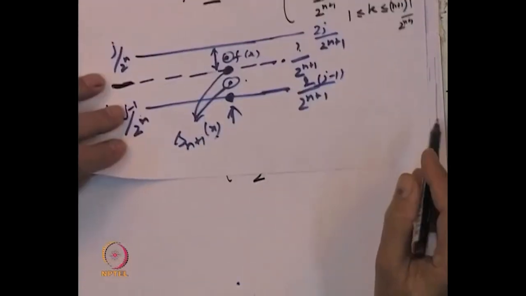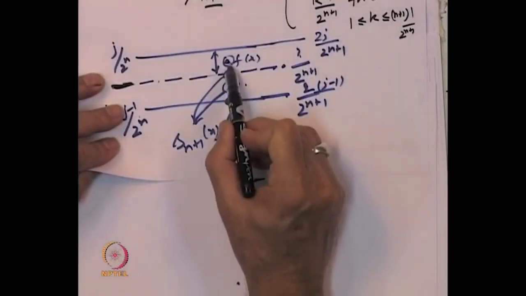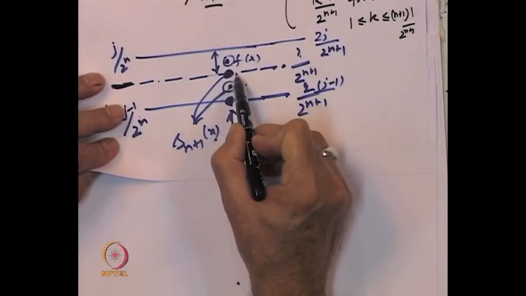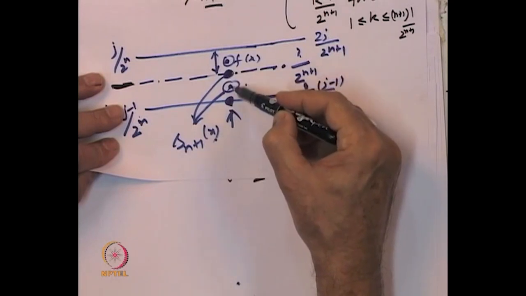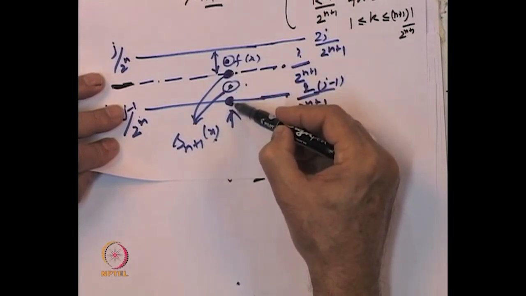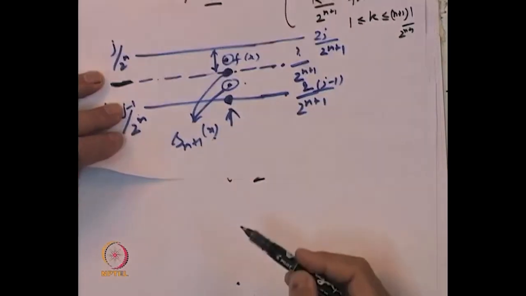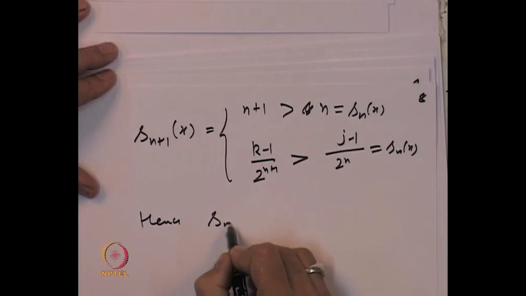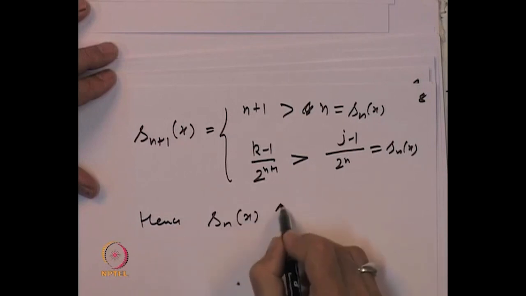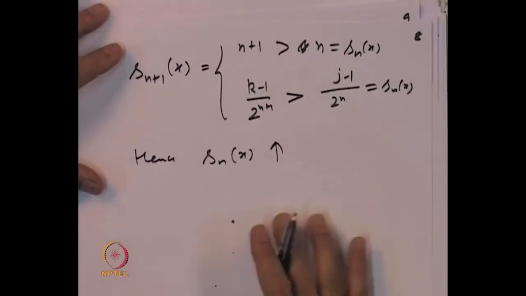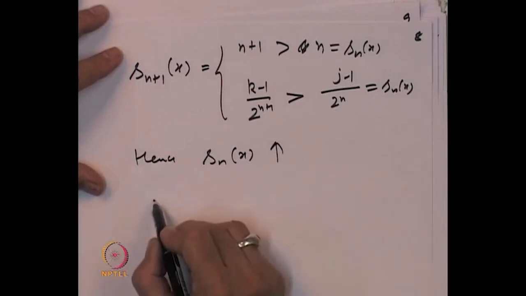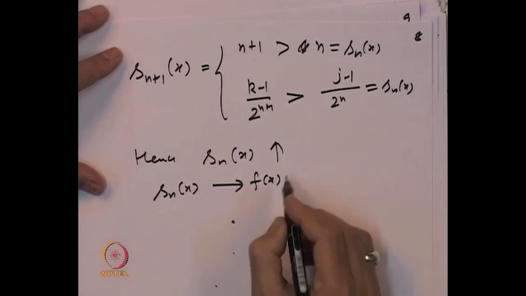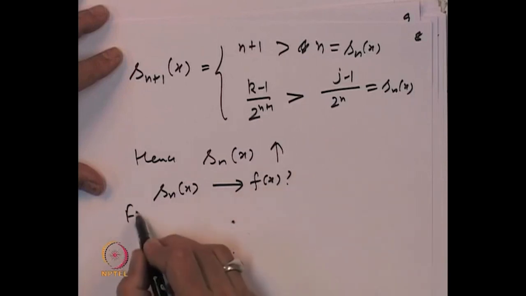Geometrically, it is quite clear what is happening. So, if f of x is in between here, then the value of S n plus 1 is this value, and if f of x is here, S n plus 1 is this value, which is the value of S n also. So, in either case, hence S n of x is increasing. And let us prove that S n of x converges to f of x, that the limit is equal to f of x. So, fix x.